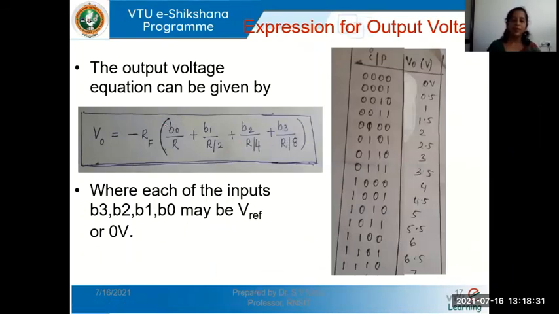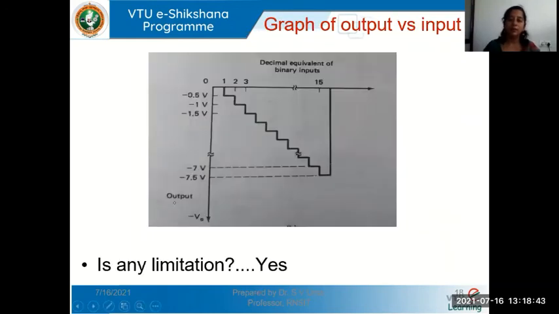So we can just write an expression for output voltage like this using the concept of the output voltage equation of inverting summers. If you have any doubts with this, we'll continue later. We'll talk about its limitations in the next class.